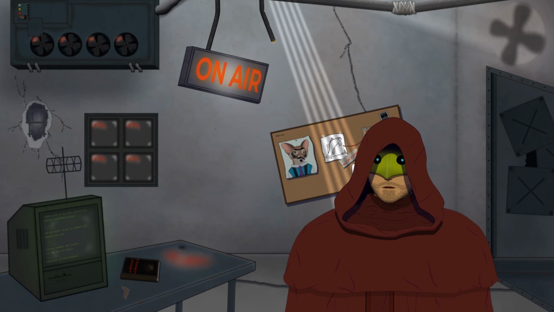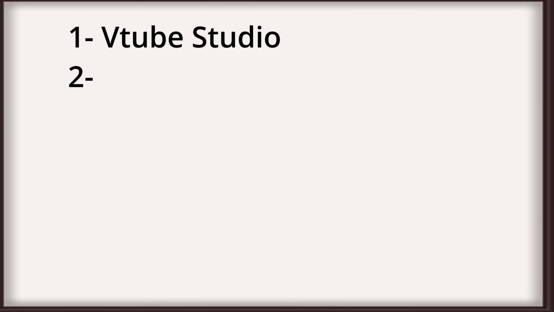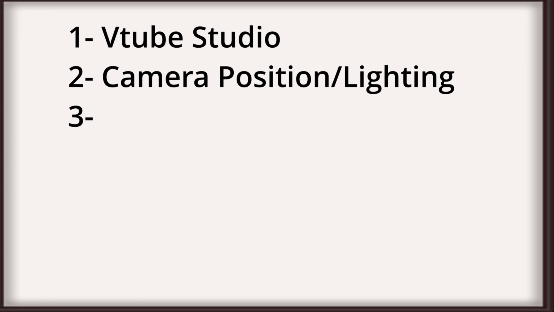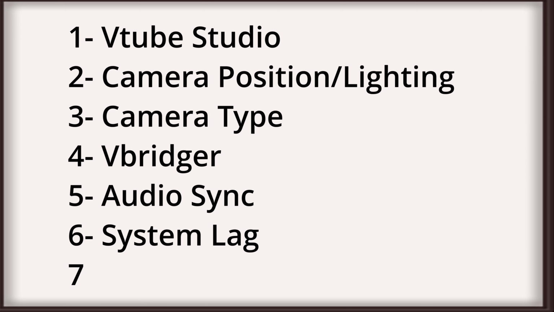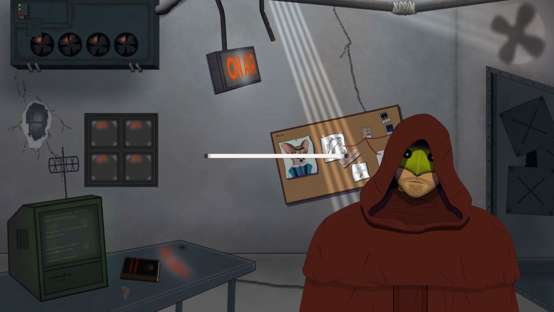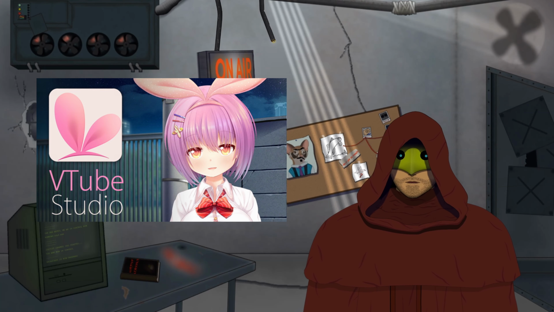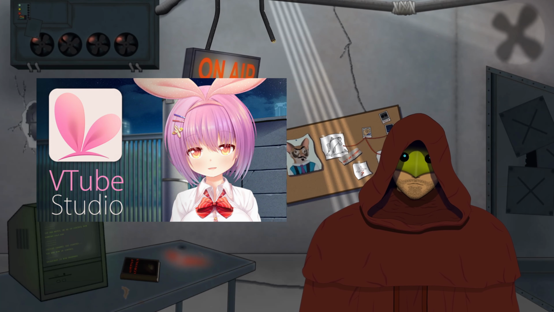So these are the problems that we're going to go over. Vtube Studio, camera position and lighting, camera type, Vbridger, audio sync, system lag, and facial movement. So Vtube Studio is probably the most prevalent and most likely the problem for most people with bad facial movements.